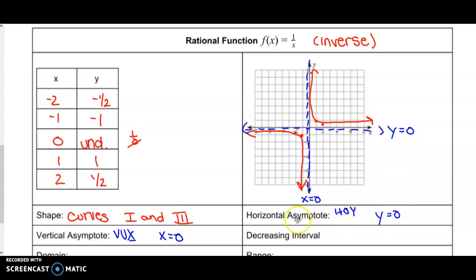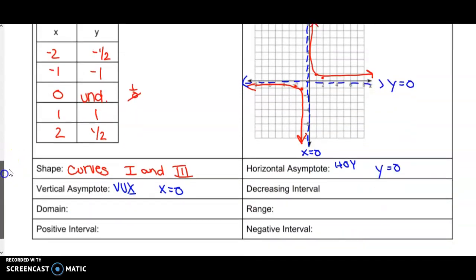All right, if I trace left to right, let's look at this for a second. Here's the most left point. If I trace it, notice that I'm going downward. So this is decreasing. If I trace this piece on the left to the right, the same thing, I'm going downward. So everything is decreasing.